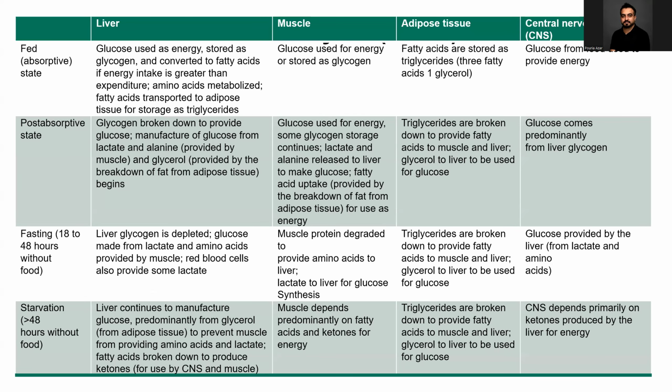And here is how different tissues use different macronutrients as fuel in different states. For instance, our muscle uses glucose for energy in the fed state. In starvation, muscle depends predominantly on fatty acids and ketones for energy. The central nervous system, like the brain, in starvation depends primarily on ketones, but in other states it predominantly relies on glucose.